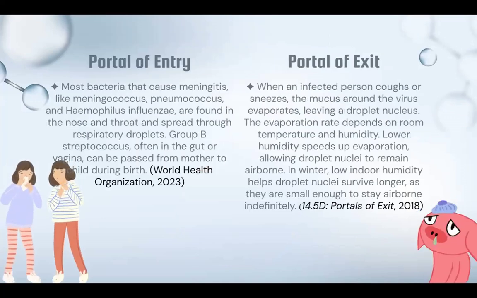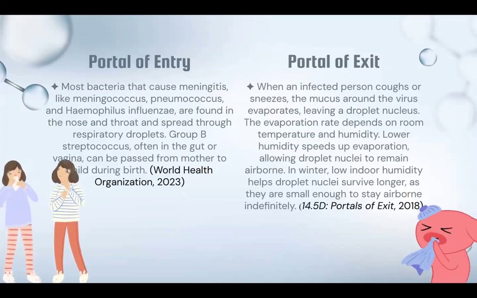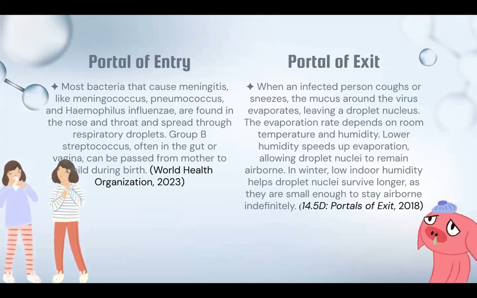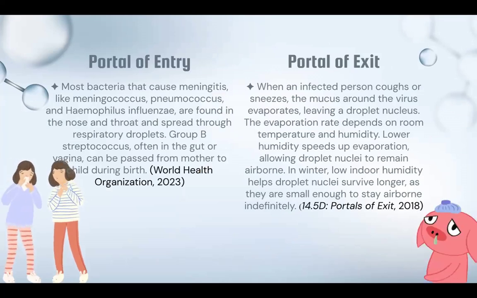So the port of entry of bacterial meningitis. Most bacteria that cause meningitis, like Meningococcus, Pneumococcus, and Haemophilus influenzae, are found in the nose and throat and spread through respiratory droplets. Group B streptococcus, often in the gut or vagina, can be passed from mother to child during birth. The portal of exit of bacterial meningitis: when an infected person coughs or sneezes, the mucus around the virus evaporates, leaving a droplet nucleus.